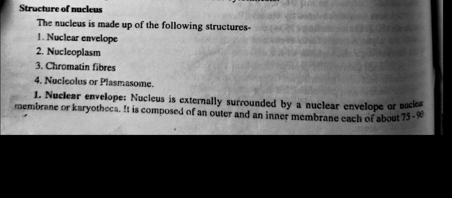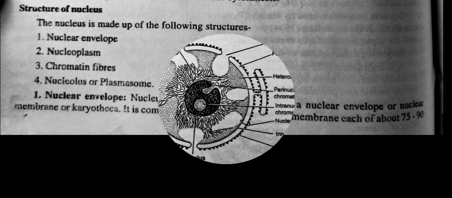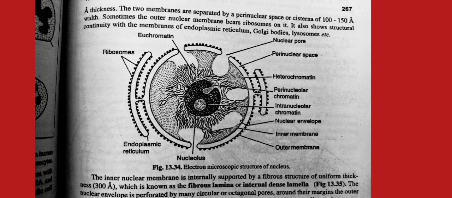The nucleus is externally surrounded by a nuclear envelope or nuclear membrane or karyotheca. It is composed of an outer and inner membrane, each of about 75 to 90 angstrom in thickness. The two membranes are separated by a perinuclear space or cisternae of 100 to 150 angstrom width. Sometimes the outer nuclear membrane bears ribosomes on it. It also shows structural continuity with the membranes of endoplasmic reticulum, Golgi bodies and lysosomes.